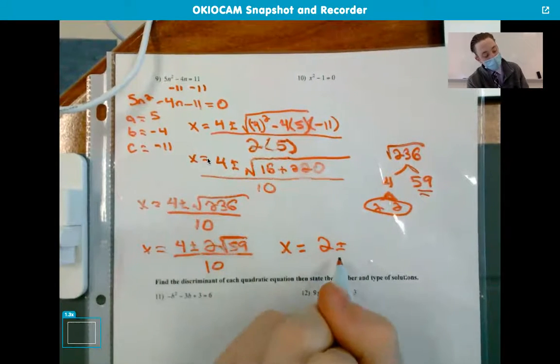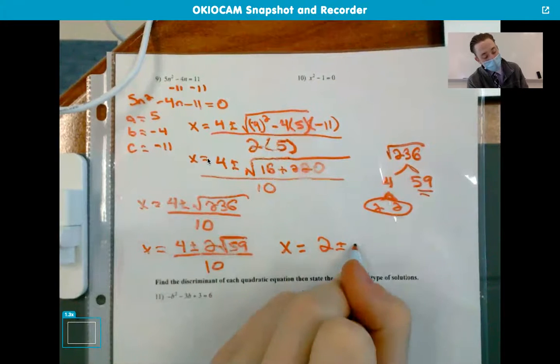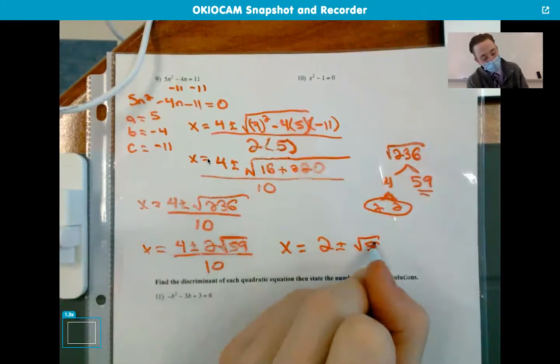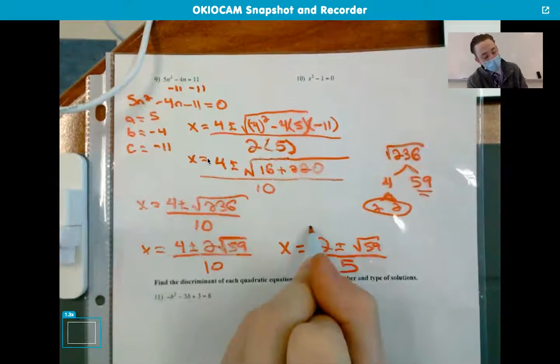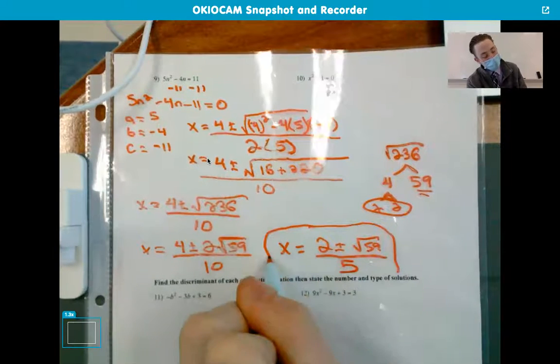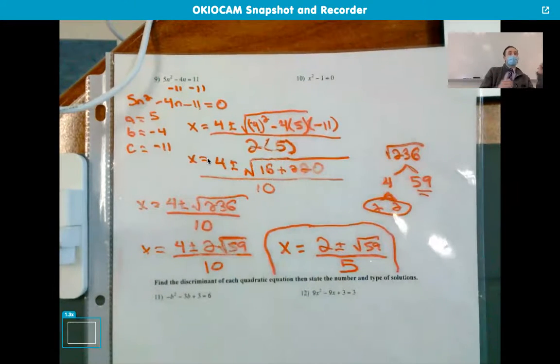So I get 2 plus or minus 2 divided by 2 will stay as 1. So I can write square root of 59. 10 divided by 2 gives me 5. And this is how you can leave your answer. So I don't need to see you separate it at all. You can leave it as plus or minus square root of 59 over 5. You also don't need to make it a decimal at all. This is fine.